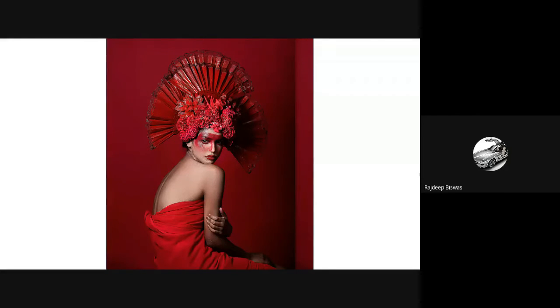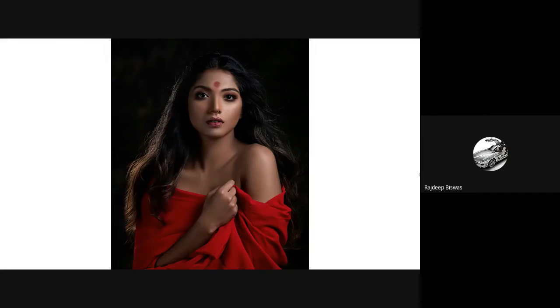If you want to know about light schemes or setups of any portrait, just let me know. This is again one image from the same shoot. If you see, I have used hair light. However, you can see details of each and every hair. It's not that the hairs are blown out. This is very important, friends.